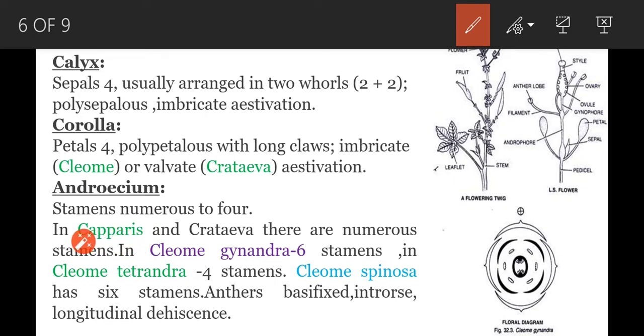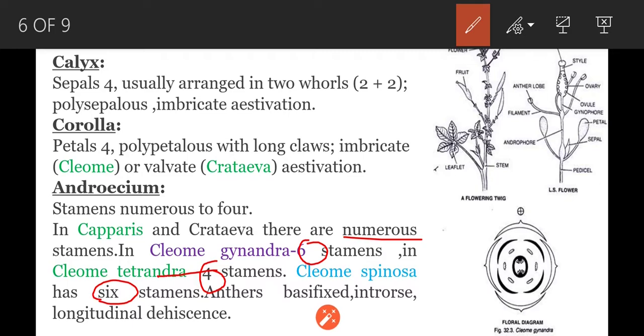See here, in Capparidaceae and Crateva religiosa, there are numerous, many stamens. Coming to Cleome gynandra, only 6 stamens are present. And in Cleome tetrandra, only 4 stamens are present. Cleome spinosa comprises 6 stamens.